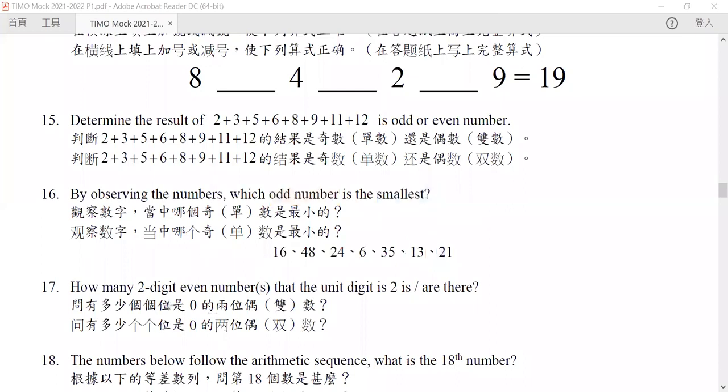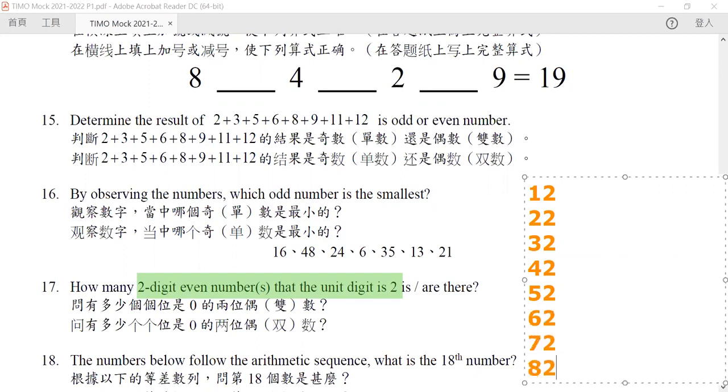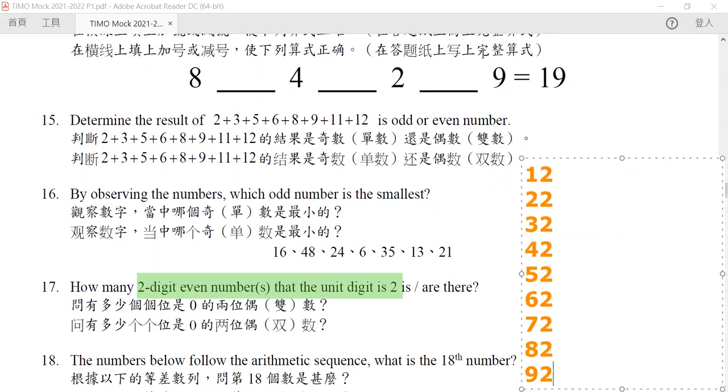So now again, every time we see this kind of question, because there are not many even numbers in which the unit digit is 2, we can count this by hand, right? We have 12, we have 22, 32, 42, 52, 62, 72, 82, and finally 92. So that's it. These are all of them. So how many numbers are there in here? There are 9 numbers, right?